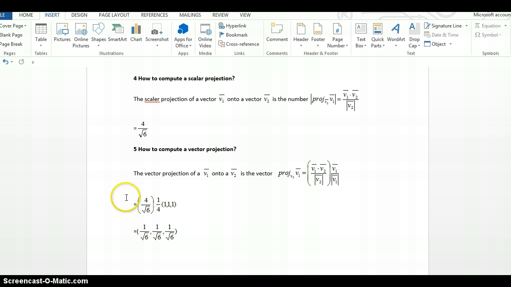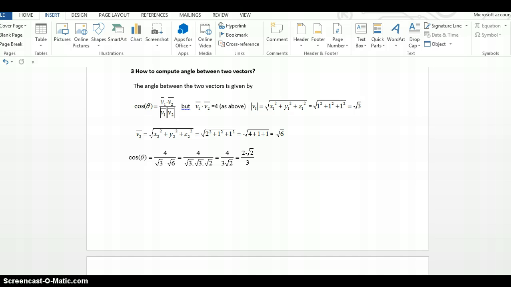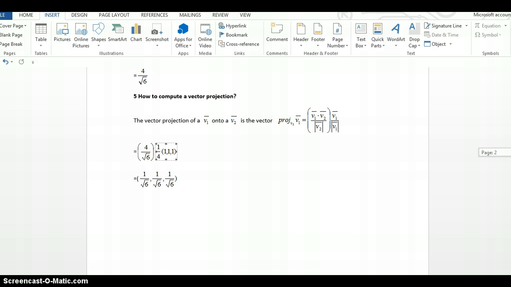So we already know that. If you look at it critically, it's like we multiply a scalar projection by the vector v1 divided by the modulus of v1. We already know the scalar projection of vector v1 onto vector v2, which is 4 over root 6. Then the modulus of vector v1 we already know, the positive magnitude actually.